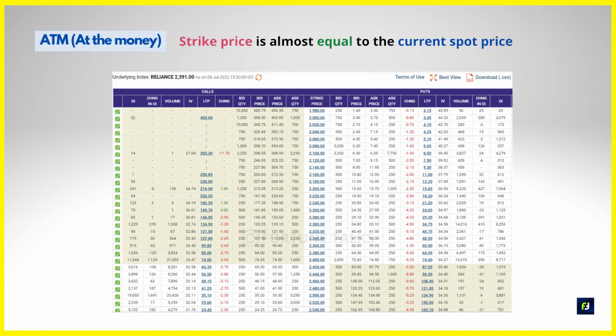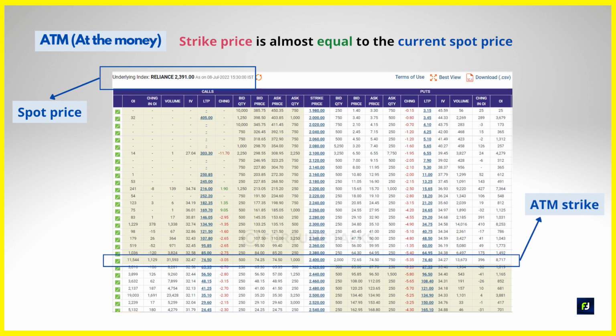A call option is said to be at the money if the strike price is almost equal to the current spot price of the security. So, for instance, Reliance is now trading at 2,395. Then the option strike of 2,400, which is very close to the spot price, is said to be an at the money strike. Similar is the case for put options.